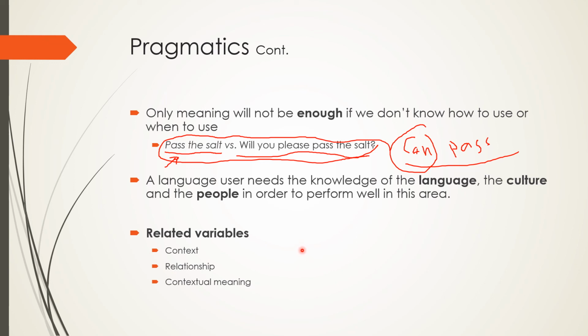And the variables definitely depend on the context, on the relationship and the contextual meaning. So when are you talking, what is the situation there, what are the relationships between you and your language partner, and the contextual meaning, what does it mean in that particular context. So that particular word or format or object might have a different meaning.